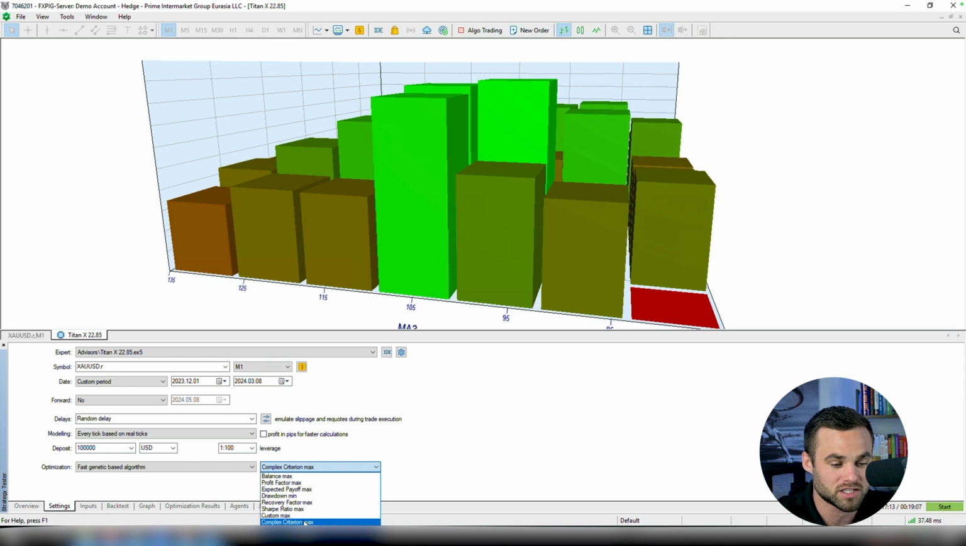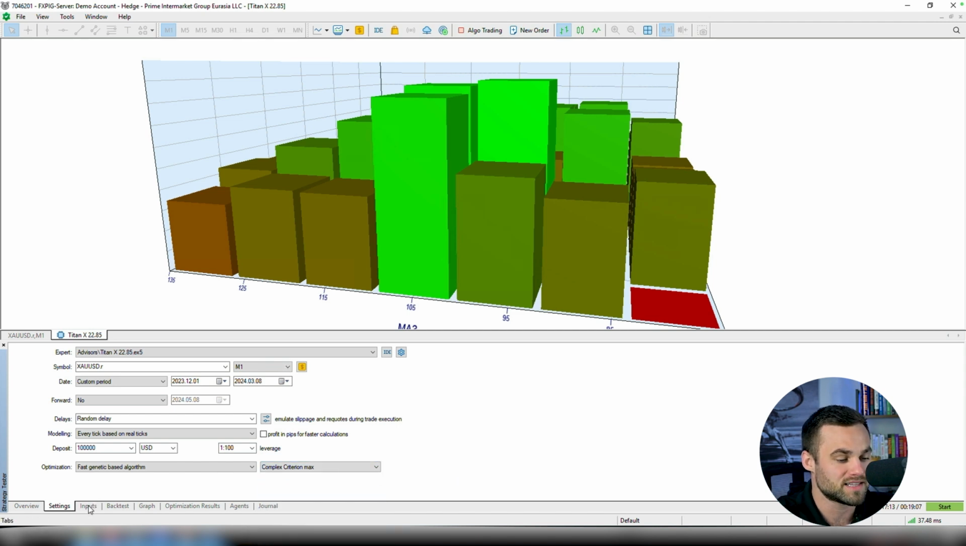But generally what I like to do is actually the complex criterion max. Essentially it's a custom scoring algorithm that takes all of these different things into account, and in my opinion this is the best way to do it. But it depends on what your goal ultimately is. If it's to have really, really low drawdown, then you may want to try drawdown minimum, okay?